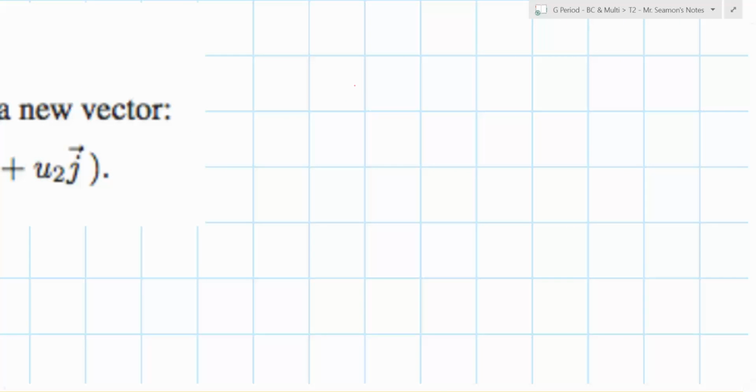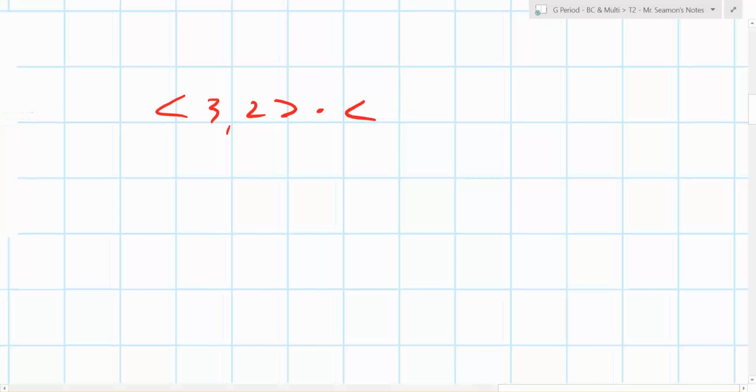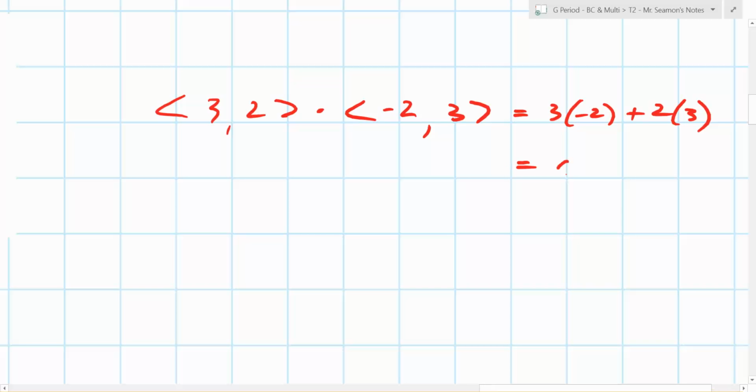When you take the dot product of 3, 2 and negative 2, 3, what's that dot product? That's 3 times negative 2 plus what? 2 times 3, and what is that? 0. Well, the dot product is a scalar. It happens to be 0. What's a cool conclusion you can draw about these two vectors? They're perpendicular.